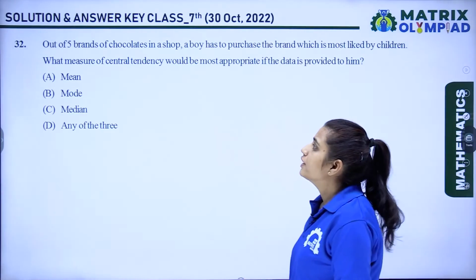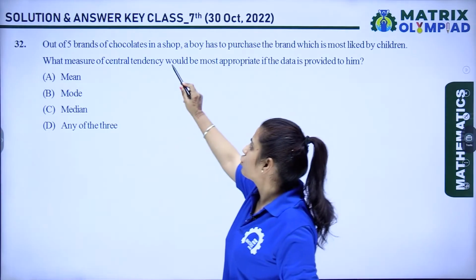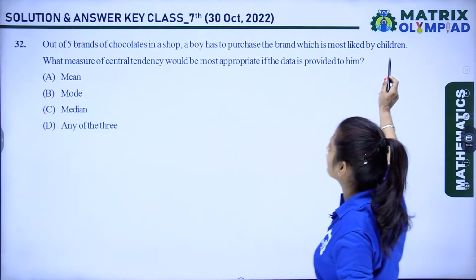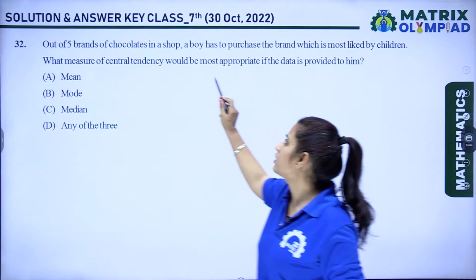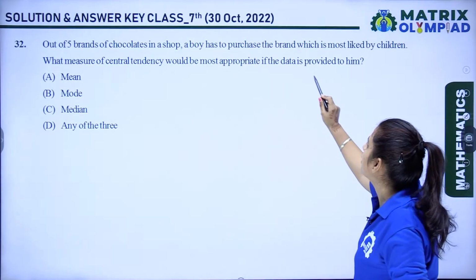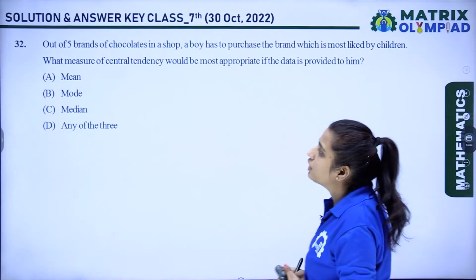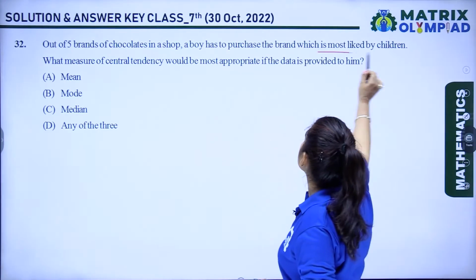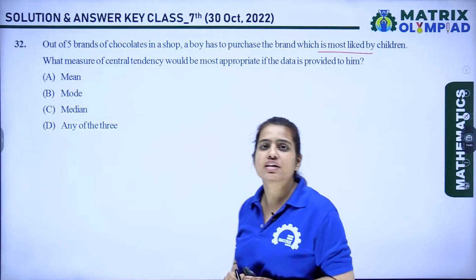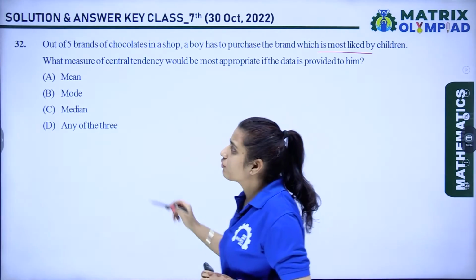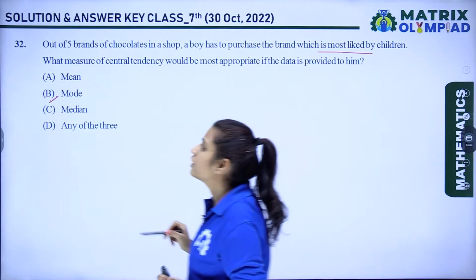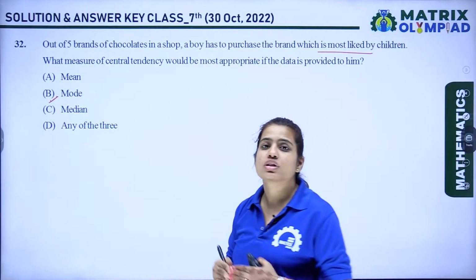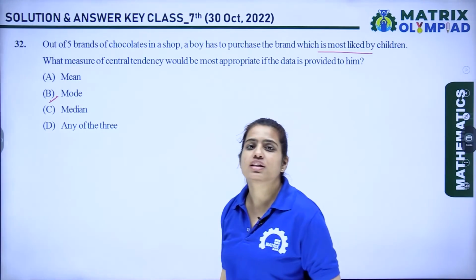Now the next question is, out of 5 brands of chocolate in a shop, a boy has to purchase the brand which is most liked by children. What measure of central tendency would be most appropriate if the data is provided to them? Here in this question, out of the 5 brands, we have to find out the brand which is most liked, and in central tendency only the term mode is there, which gives us the observation which is the most liked one. So here option B is the correct answer.